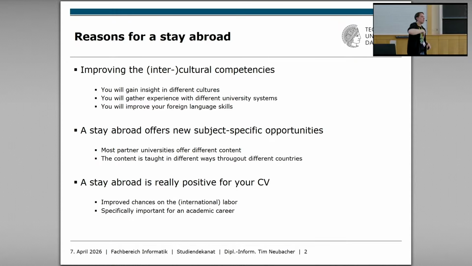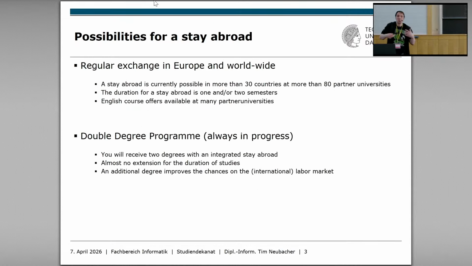And specifically, if you want to head for academic careers, it's almost mandatory nowadays to have some intercultural competencies in your CV somewhere. And also, of course, if you want to go into international labor, if you want to work somewhere in the world. So those are potential reasons. Let's just assume you do have good reasons for yourself to stay abroad.